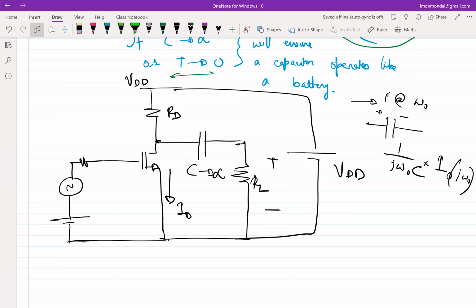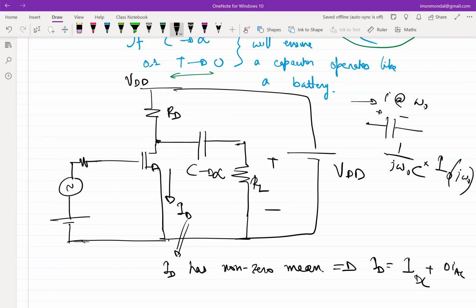So this is what you have. This is the circuit, right? Your transistor doesn't know whether you're doing Poisson calculations or not, right? So what I'm essentially saying is let's assume ID has non-zero mean, which means I can express ID as some I DC plus some I AC, where I AC is the zero mean signal. So where will that IDC flow? Through RD, right? So I'm telling you the same story in different ways.